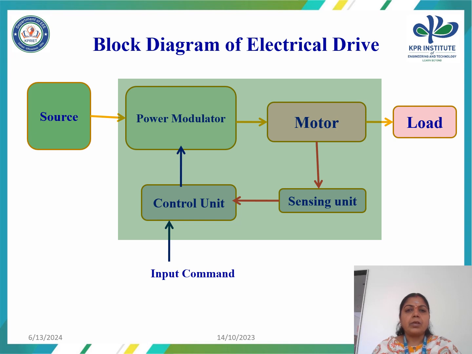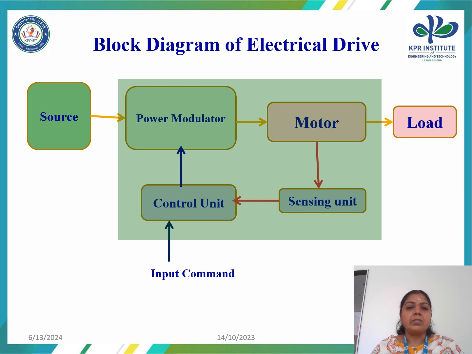So this is a block diagram of an electrical drive. This block consists of a source, a power modulator, which is nothing but power electronic circuits, the motor, and the load. For the closed loop control, from the motor there is a sensing unit and a control unit. Then after the control unit, the signal is given to the power modulator. The control unit input can be commanded by an input command signal.